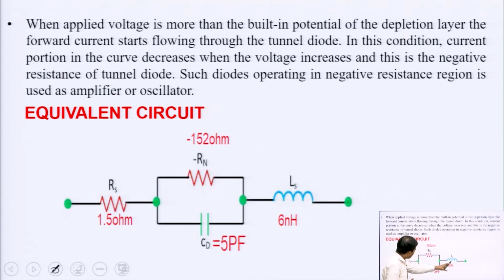That is, the way this RLC circuit works, a tunnel diode also works in the same way. That is why this circuit is called the equivalent circuit of the tunnel diode.